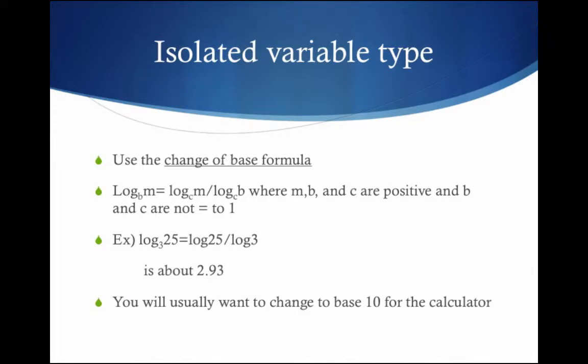Isolated variable type. Use the change of base formula. Log base b of m equals log base c of m divided by log base c of b, where m, b, and c are all positive and b and c are not equal to 1. You will usually want to change to base 10 for the calculator. And there's an example there.